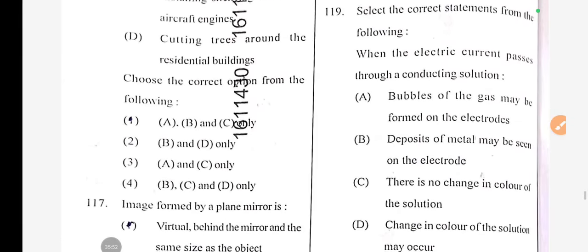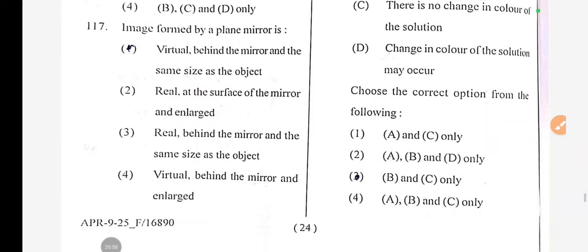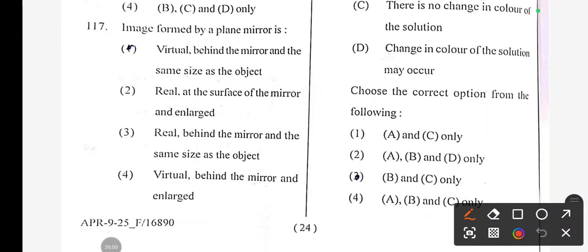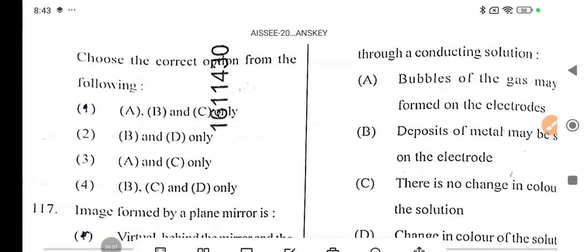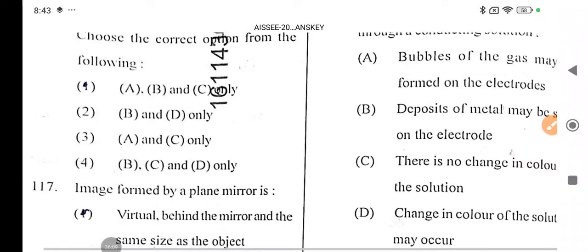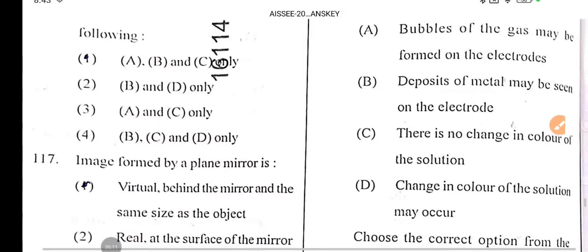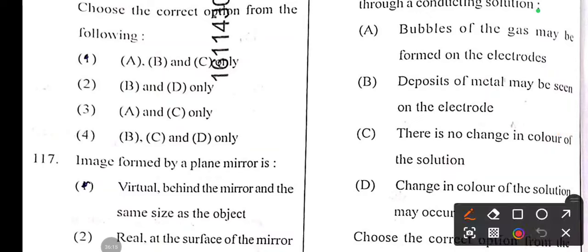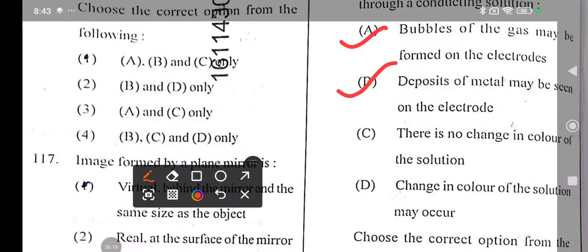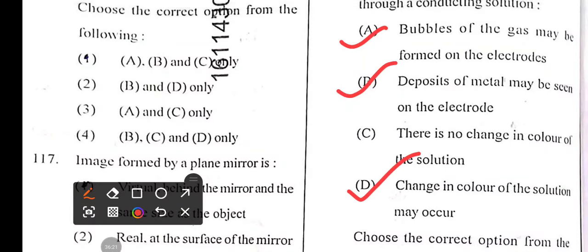119. Select the correct statements from the following. The correct statements: option 2, A, B, D only. Bubbles of gases may be formed on electrodes. Deposits of metals may be seen on electrodes. And change in color of the solution may occur.